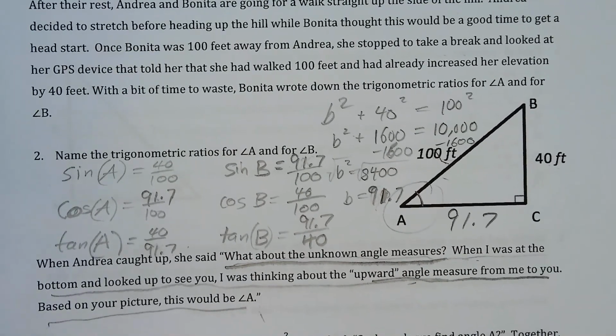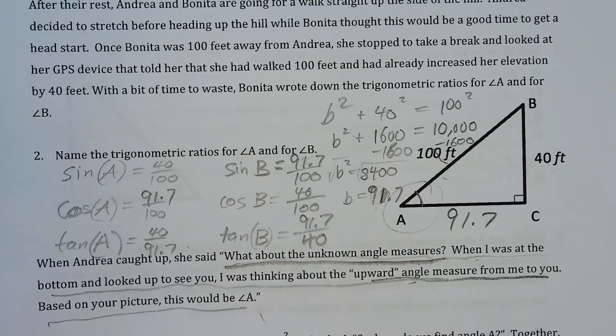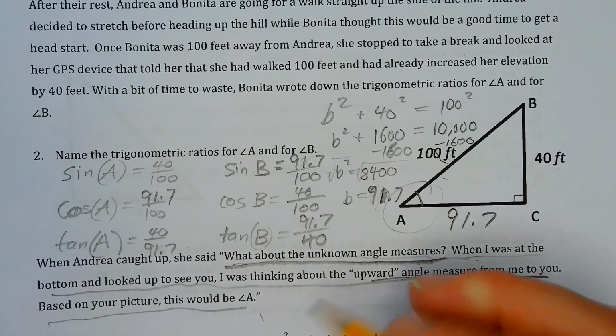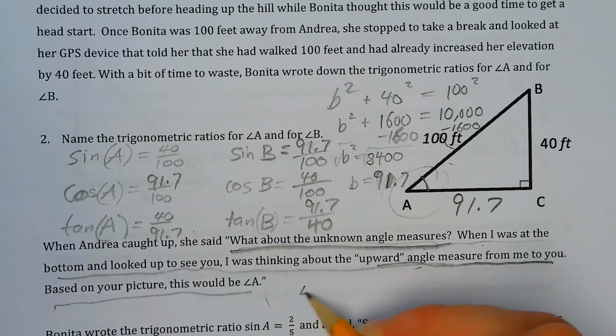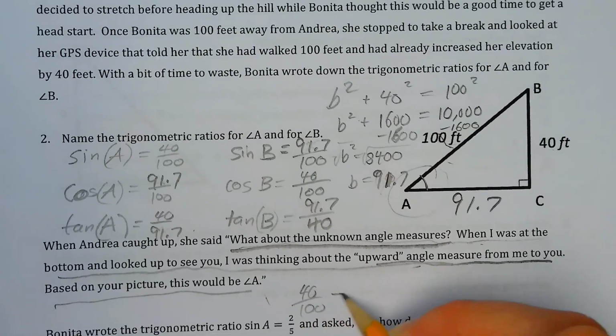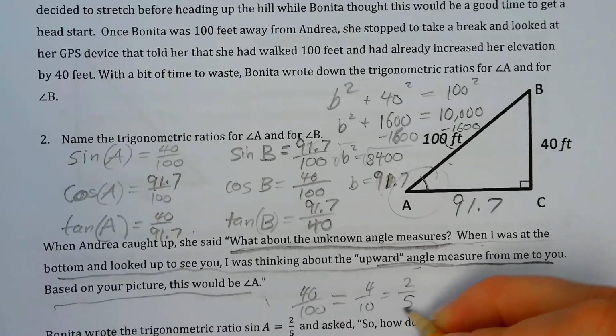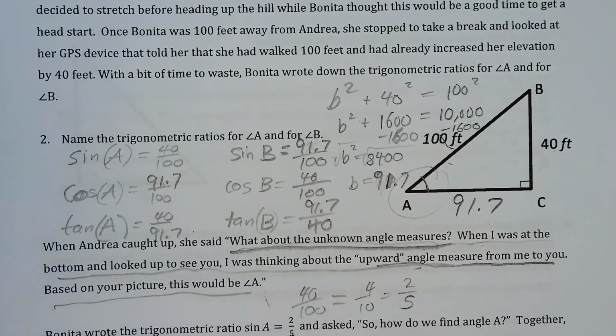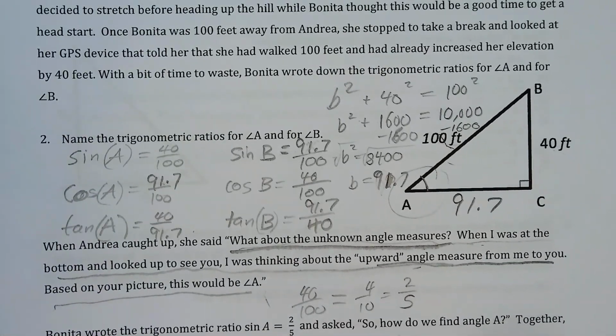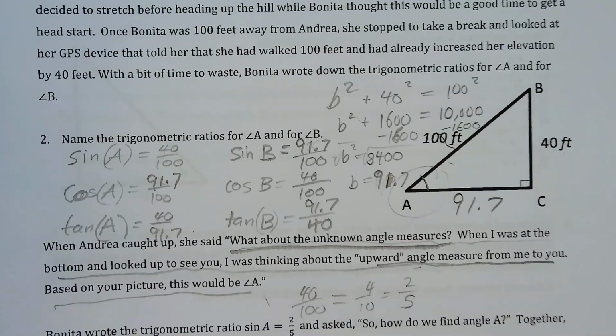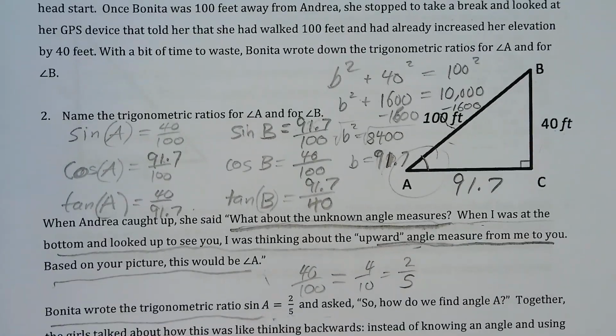Bonita wrote the trigonometric ratio of sine A equals 2/5. Oh, we have sine of A equals 40/100ths, but simplified, of course, that would be 4/10, which would be 2/5. And asked, so how do we get angle A? Together, the girls talked.